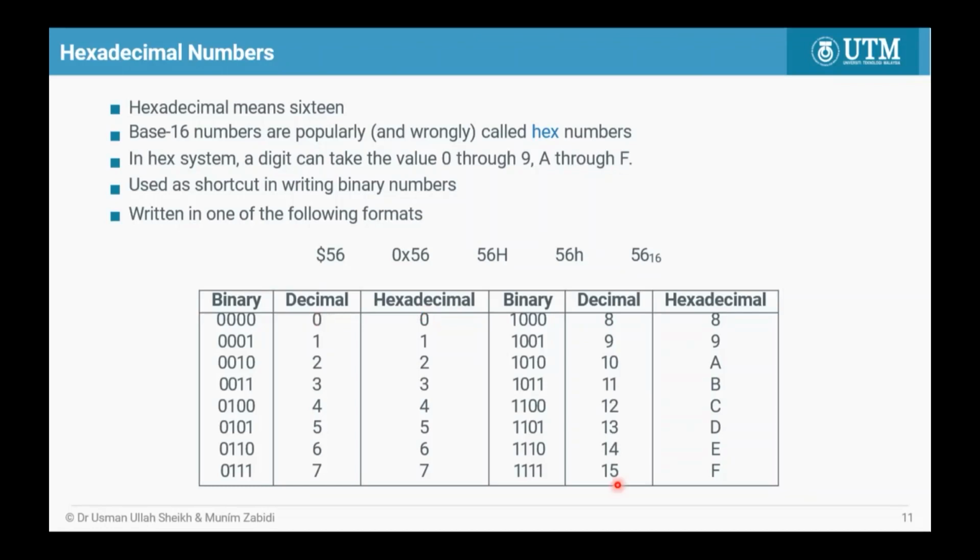So this hexadecimal number is used as a shortcut in writing a binary number, because if you write it in binary, it is too long. So to make it shorter, you can use the hexadecimal number. It is written in the following formats. Every time you see a dollar sign, or sometimes 0x or H at the back, all of these belong to a hexadecimal number.